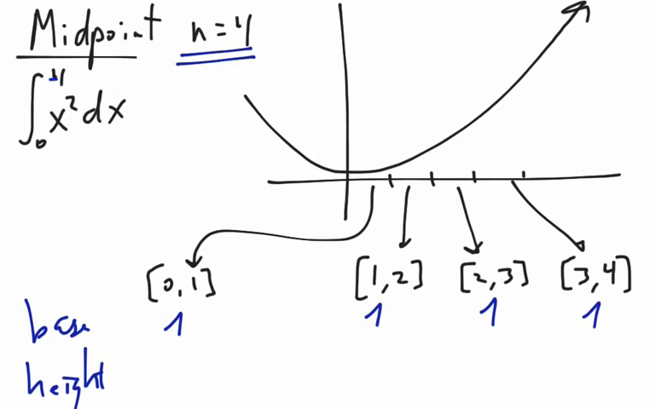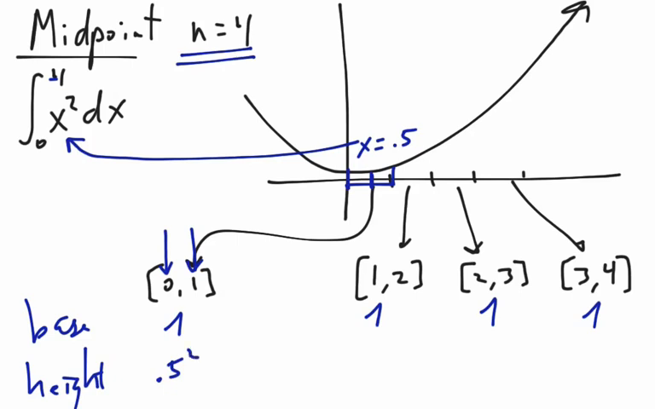Remember, for a left-hand sum, I'll use the left-hand side of the interval. For a right-hand sum, I'll use the right-hand side of the interval. So guess what? For a midpoint sum, you're going to use the middle value for the interval. The first interval goes from 0 to 1, and so the midpoint is at 0.5. But then I have to find the height, and so the way I find the height is I take x equals 0.5 and I plug it into the actual equation. And so my height is 0.5 squared.